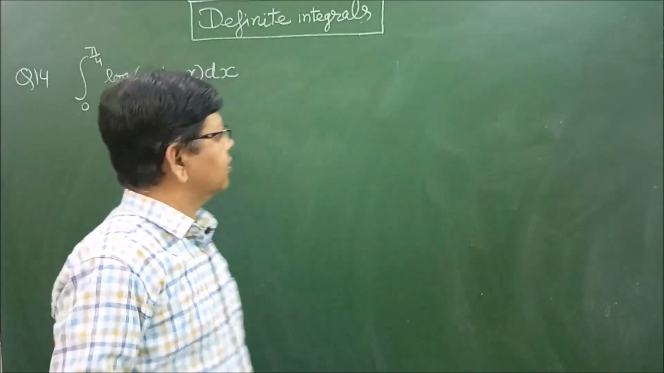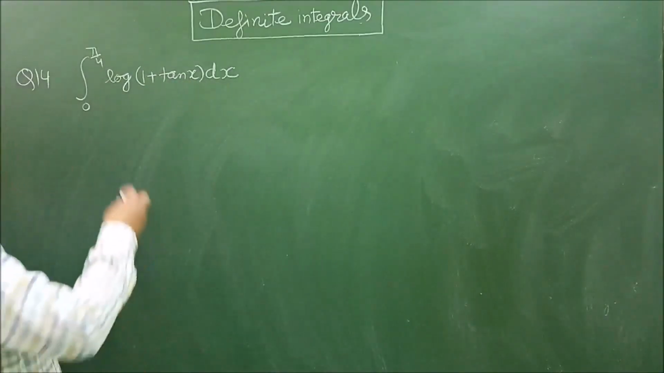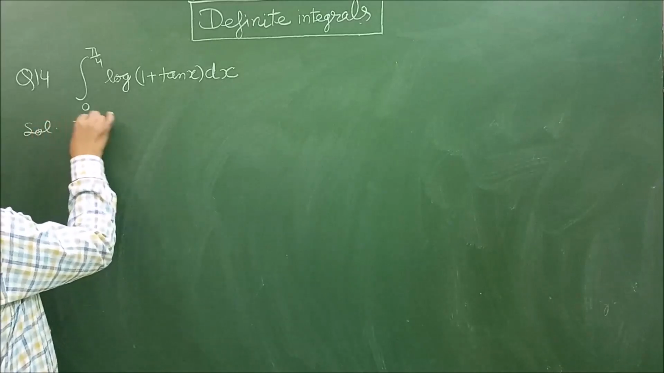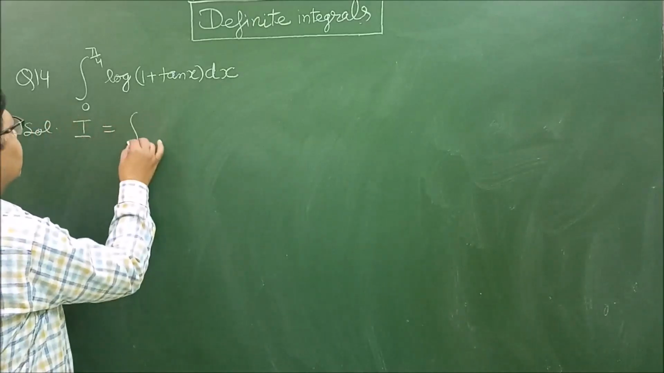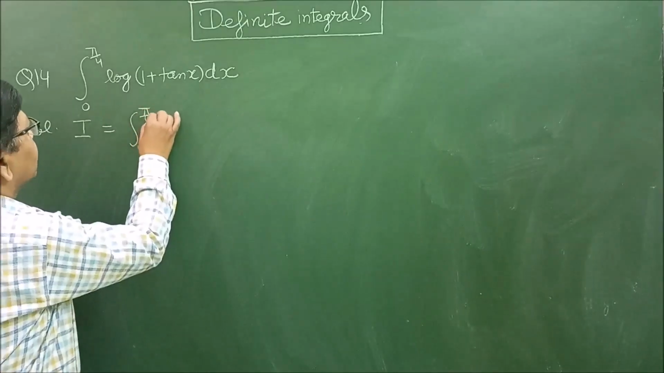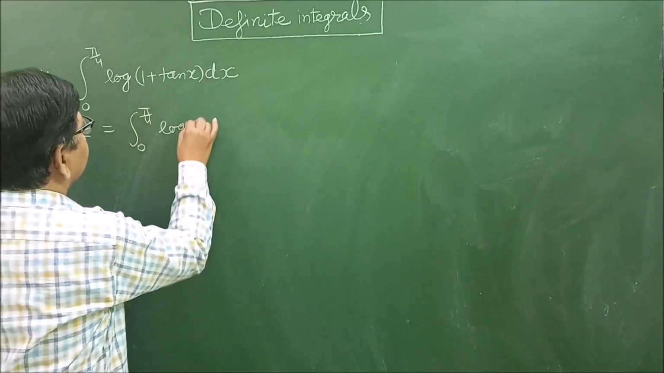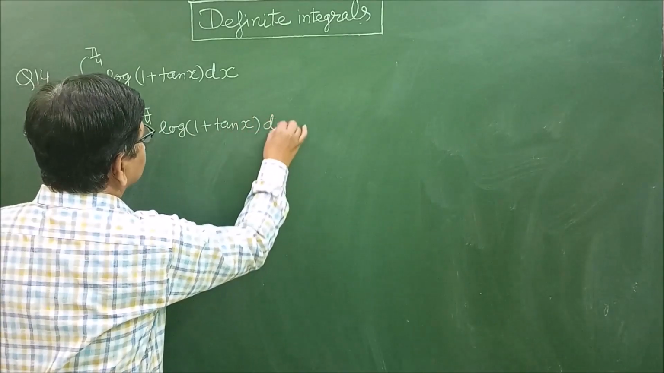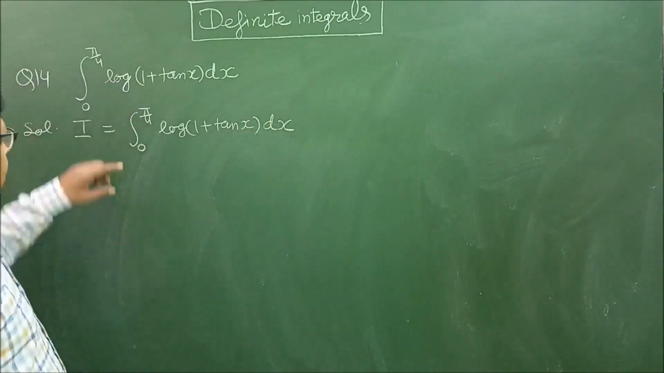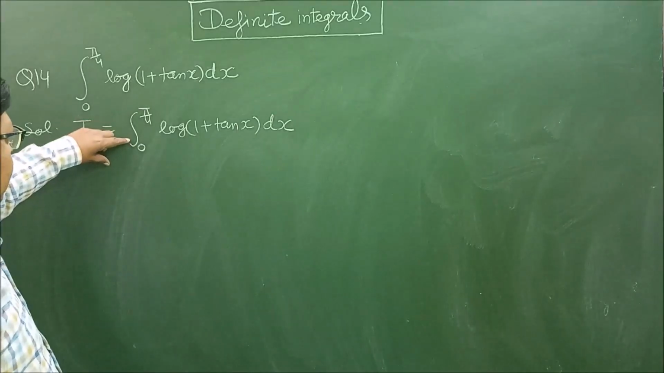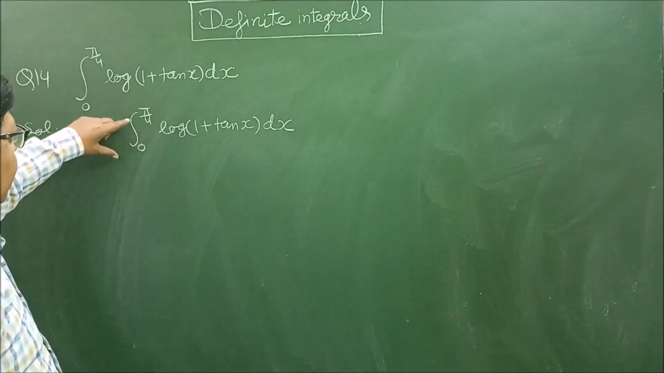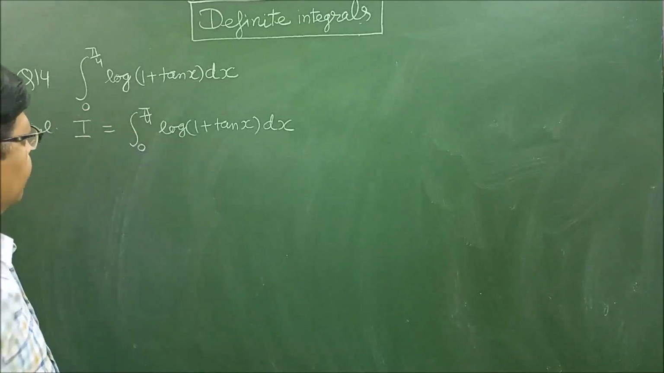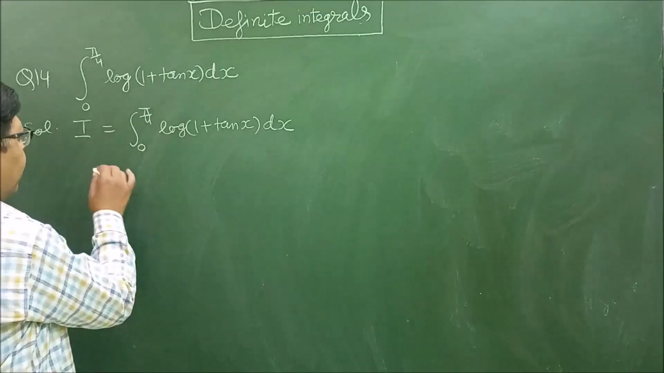Now let this definite integral be equal to I. Let I be equal to 0 to pi by 4 log 1 plus tan x dx. Now from this definite integral, it is clear that we should apply here the property 0 to a f(x) dx is equal to 0 to a f(a minus x) dx.